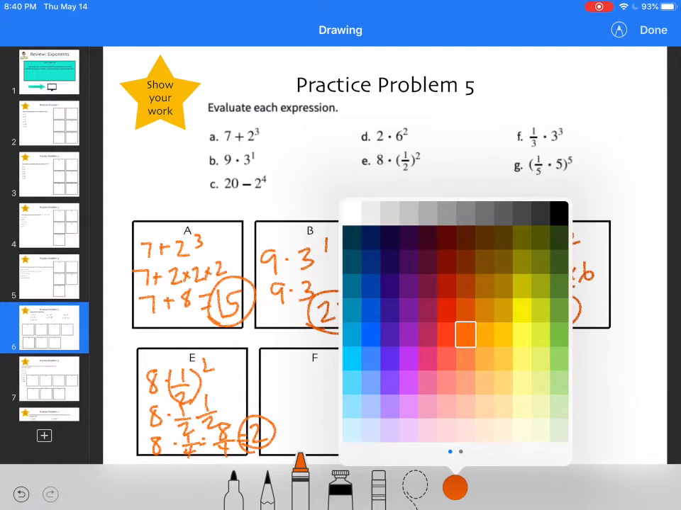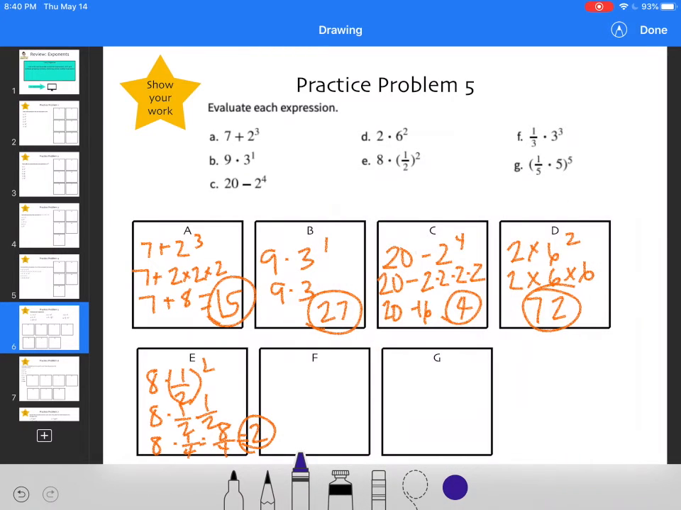I'm going to switch colors. F is 1/3 times 3 times 3 times 3. So I know 1/3 times 3 over 1 is going to give me 1 times 3 times 3. 3 times 3 is 9, times 1 is 9. So 9 is my final answer.